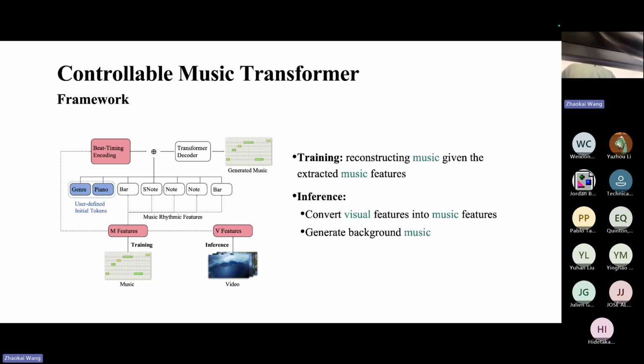And yeah, this is the overall framework. For training, we just try to reconstruct the music based on these music features, which are the user-defined features of genre and instruments, and also this note density and strength. And for inference, we just extract the motion speed and motion saliency, and try to convert them into the density and strength.